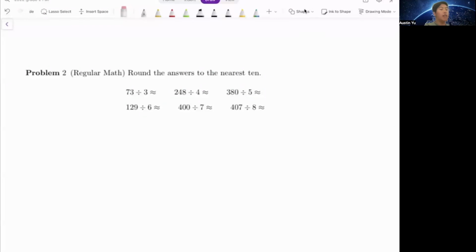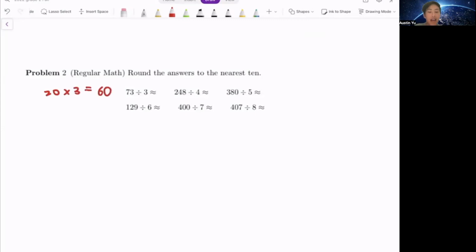Problem 2. Round the answers to the nearest 10. Let's start off with 73 divided by 3. We know that 73 is roughly around 60. Well, since 60 divided by 3 equals 20, we can just do 20 times 3 would equal 60.